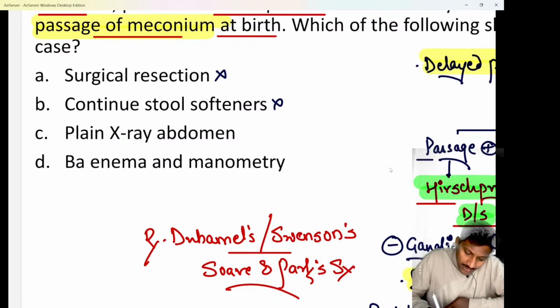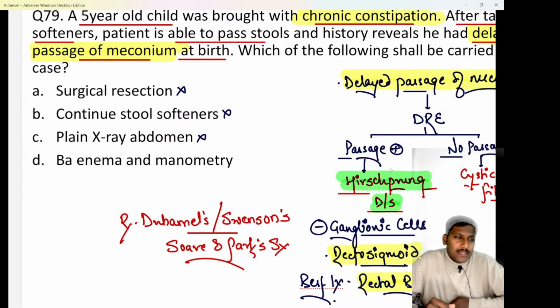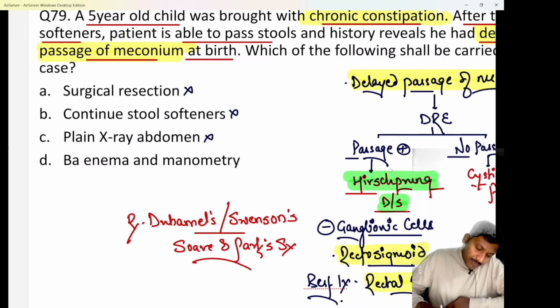Option C says plain X-ray abdomen. It is not a case of bowel obstruction. If it was a case of bowel obstruction, then my first line investigation is a plain X-ray abdomen. Option D says barium enema and manometry.